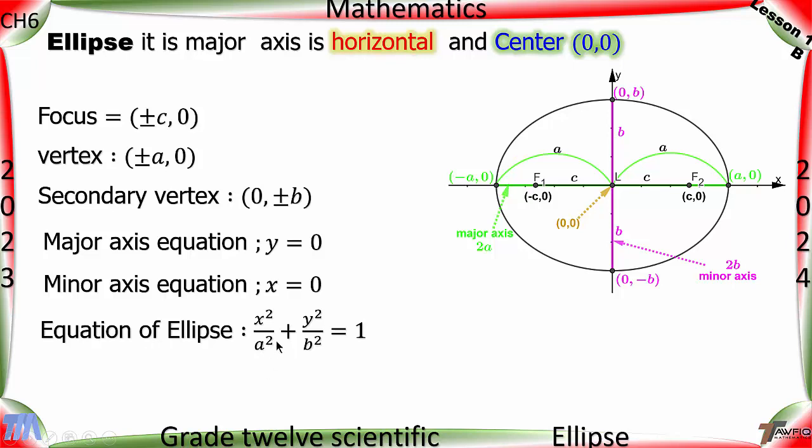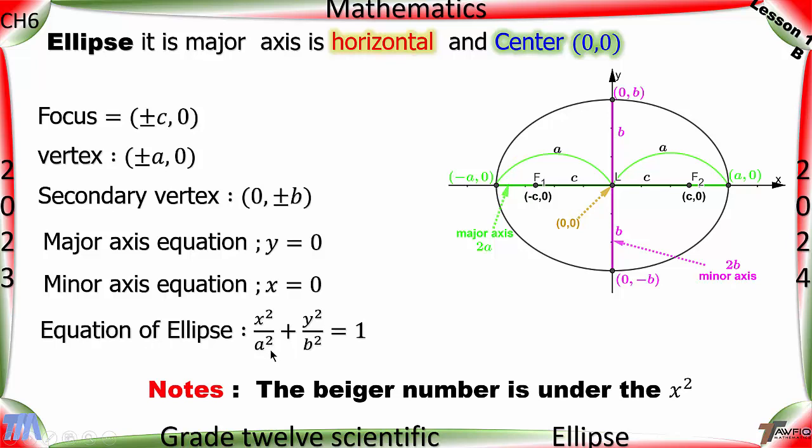Here we have a note. Because a squared is bigger than b squared, if we have a horizontal ellipse, where the major axis is horizontal, then every time a squared, the bigger number, is under the x squared.